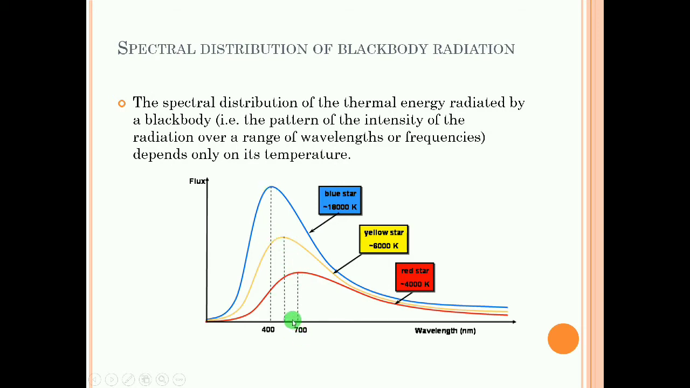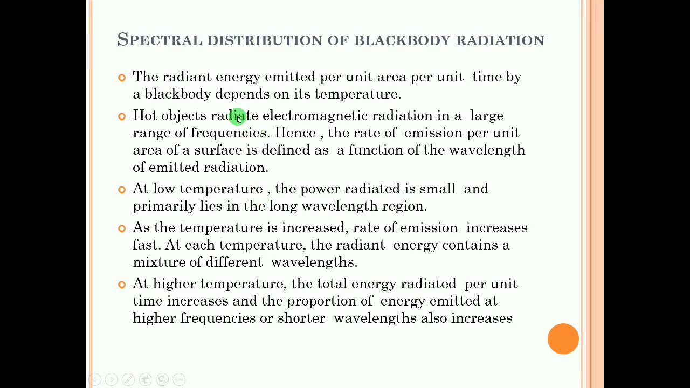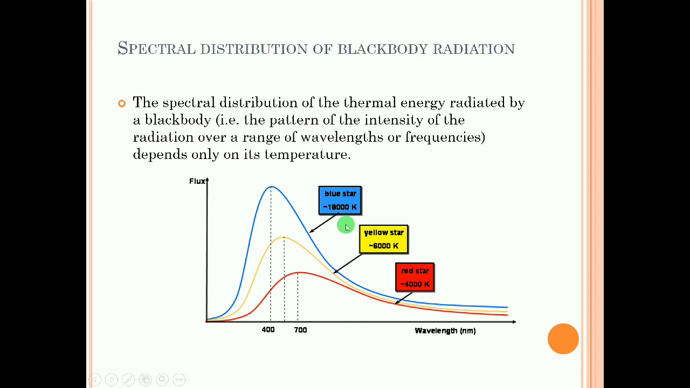That is, it is going to the shorter wavelength. So the maximum wavelength for this given curve will actually be shifting towards the left hand side of the graph. Now here, an explanation will be asked of you. So what you will write here: the radiant energy emitted per unit area per unit time by a black body depends on its temperature. That is, it is depending upon the temperature.